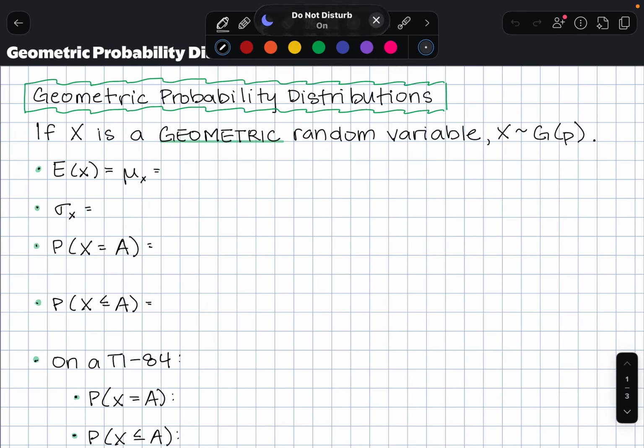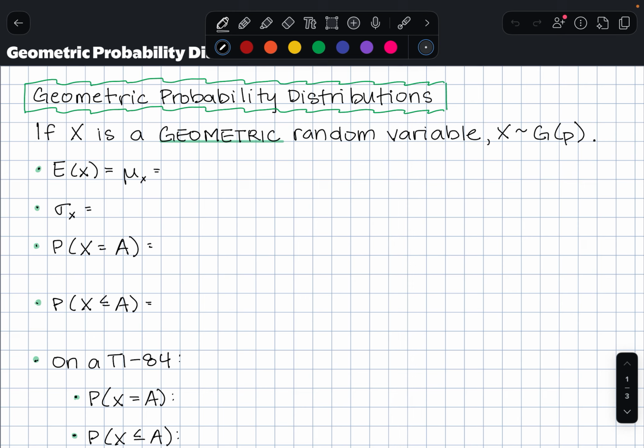All right, this is our last video for week 2. We're going to talk about geometric probability distributions. If a random variable X is geometric, then we can say that X follows a geometric distribution, and you'll notice that we write that as X ~ G, and that a geometric distribution only depends on the probability of success. There's no number of trials here because we don't know how many trials we'll need.